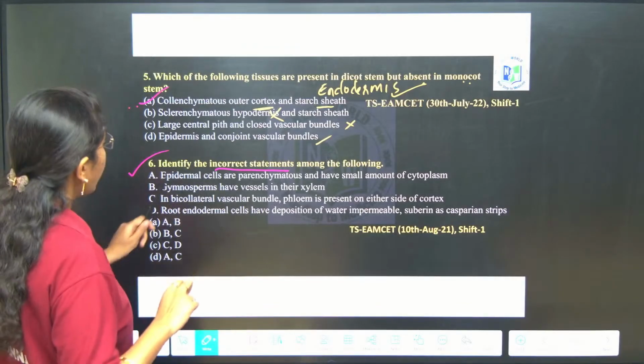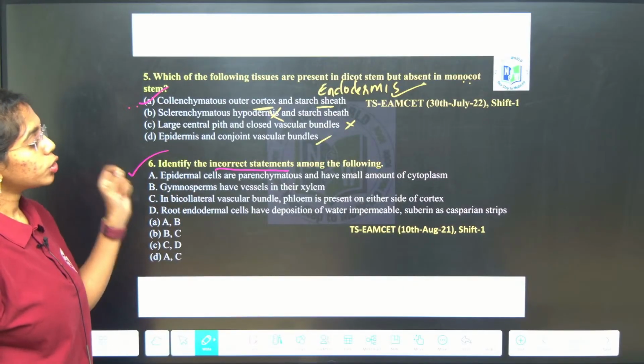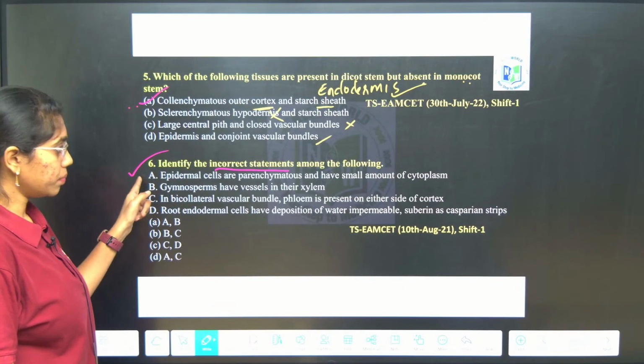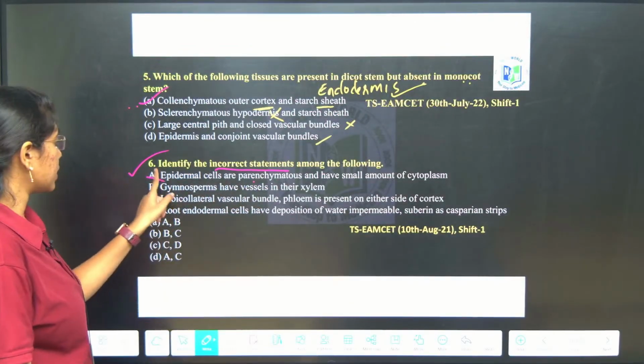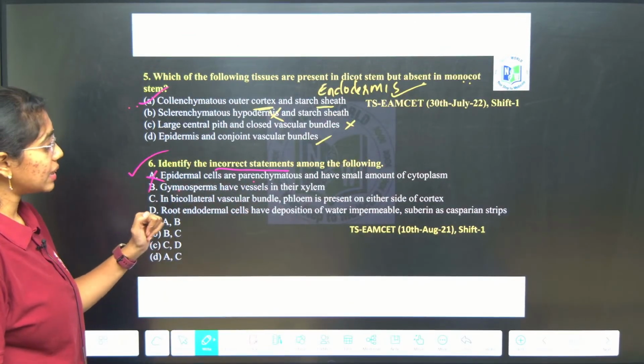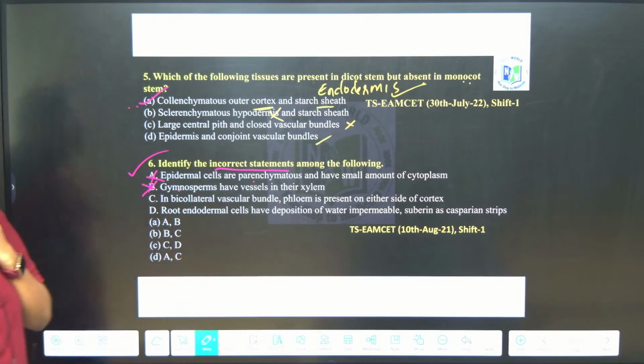Here we go. Epidermal cells are parenchymatous and have small amount of cytoplasm. Yes, no, parenchymatous cells will not have small amount of cytoplasm. Gymnosperms have vessels in their xylem. Vessels are absent in gymnosperms.